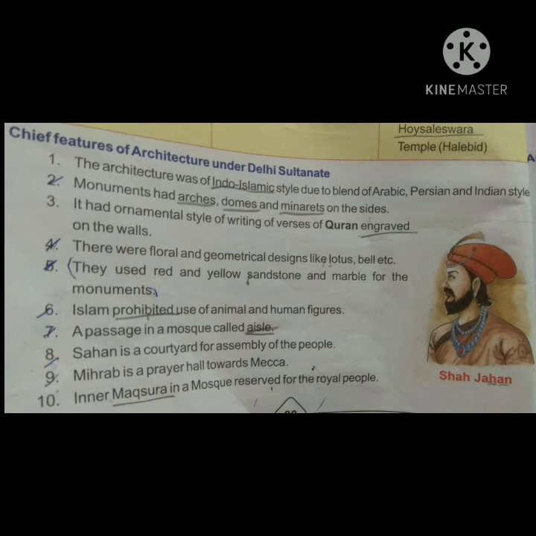During the Sultanate period, several types of colored stones like red, light, black, yellow, and white marbles were used. A very good quality of stone was used to make the buildings strong.